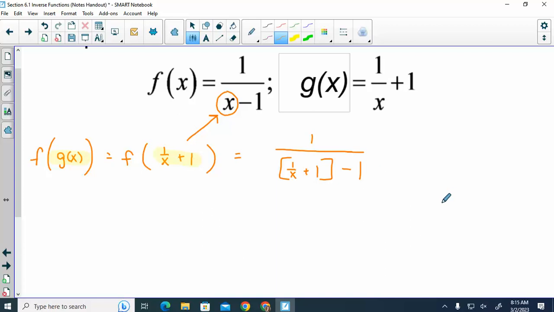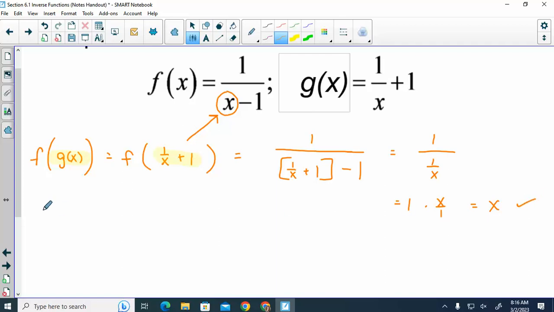I thought it was supposed to start with g. We put the plus 1 was part of g. I'm taking g and putting it into f. Alright, so on the bottom of this fraction, 1 over x plus 1 minus 1 cancels. How do we divide by fractions? Multiply by the reciprocal. So this means 1 times x over 1, which is x. So that one is good.